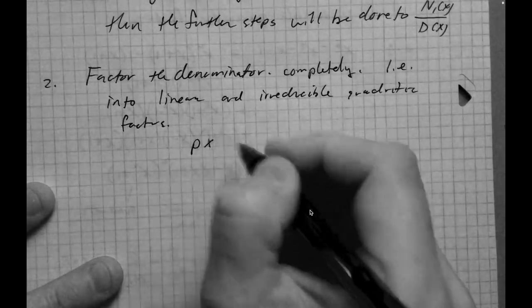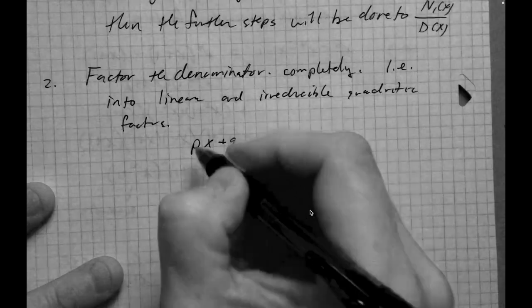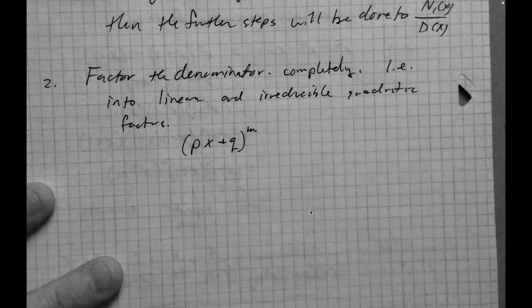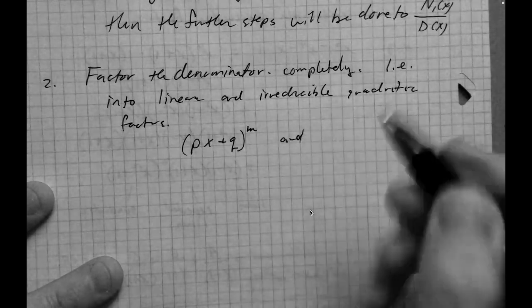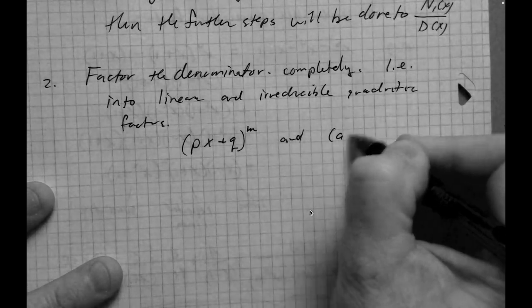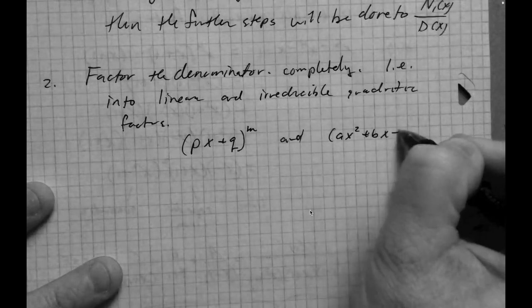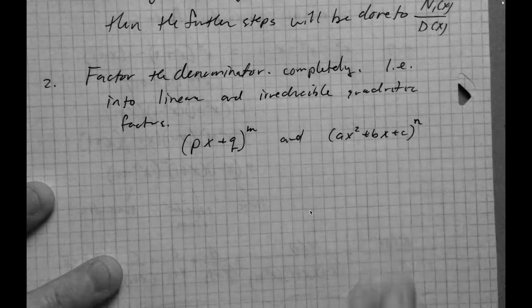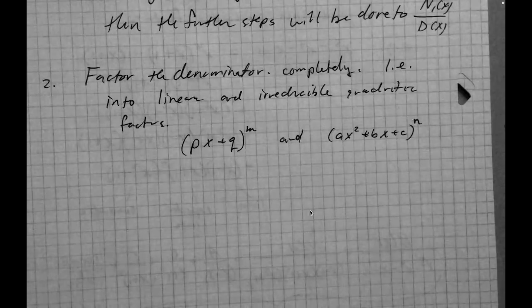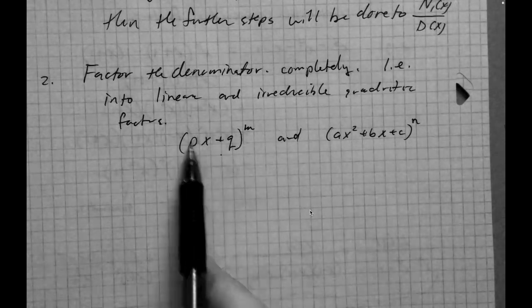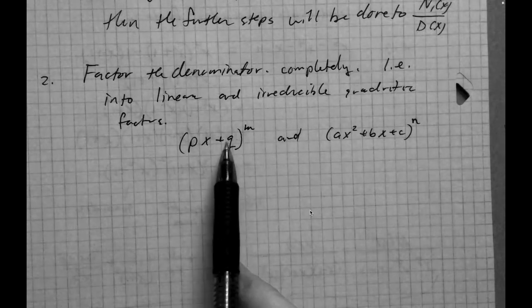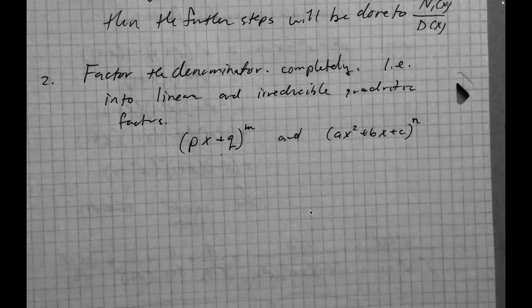And so those will have a form. They'll have the form px plus q raised to the m power, and if they're quadratic, they'll have the form ax squared plus bx plus c to the n power. Okay, so those are the two forms. This is linear, this is quadratic. If it's repeated linear, then m will be 2 or greater. If it's repeated quadratic, then n will be 2 or greater.